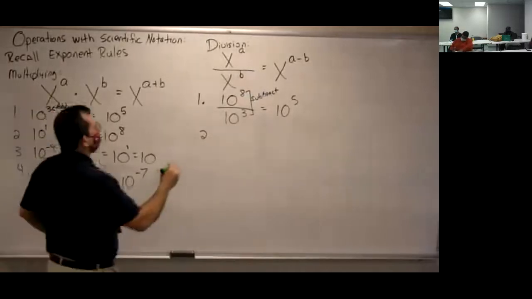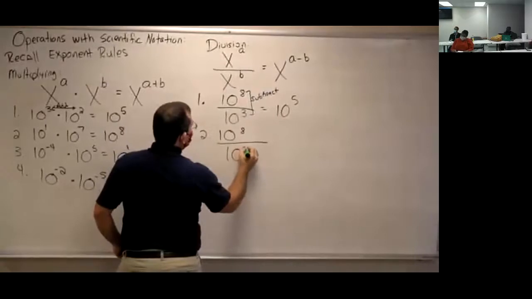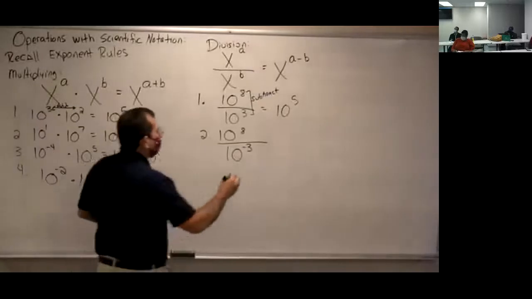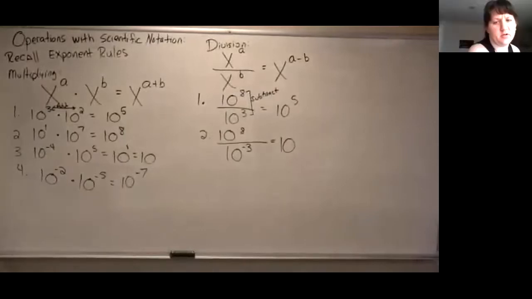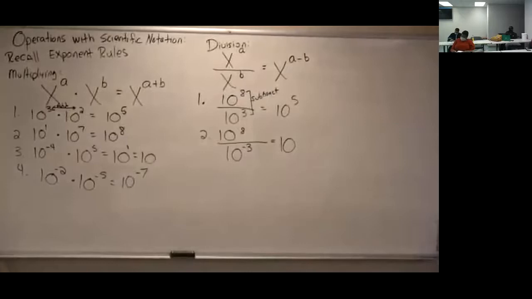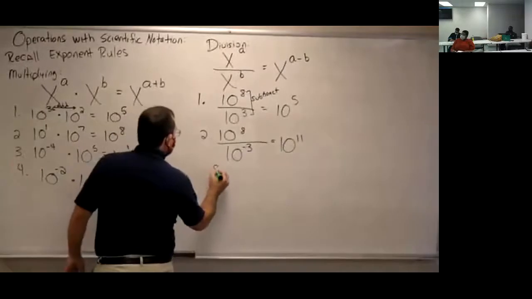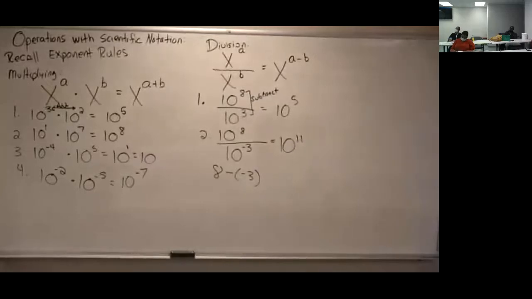Oh, let me throw a negative on here. 10 to the 8 divided by 10 to the -3rd. Someone said 10 to the 11th. I like that answer, right? I'm going to put 11 because remember the exponent is what? 8 minus a -3. So when you subtract a negative, you make it a positive. So good job on there.